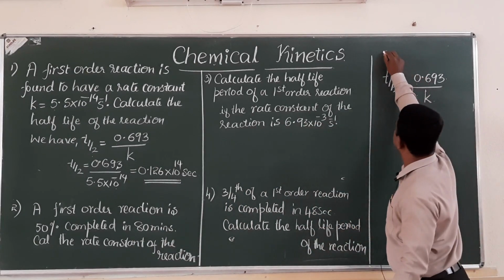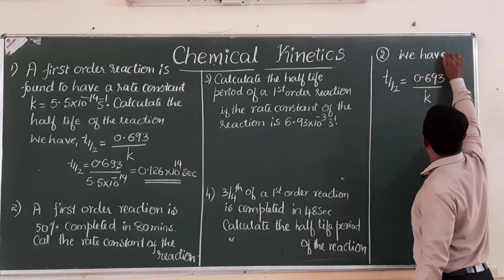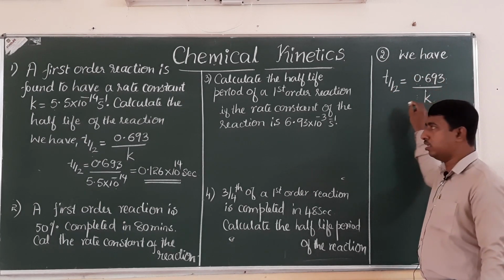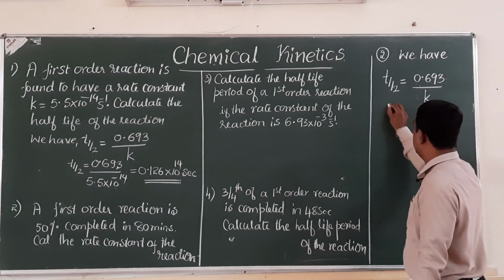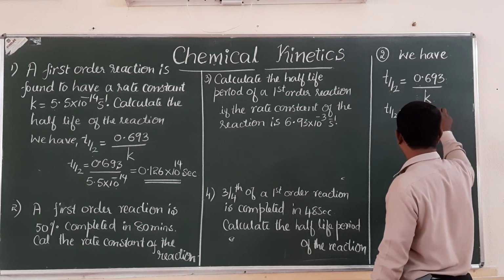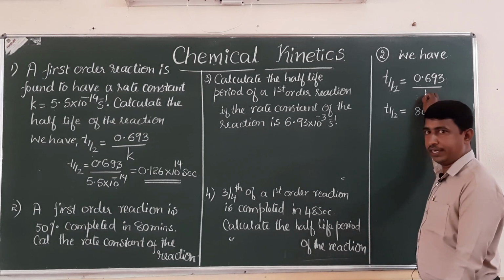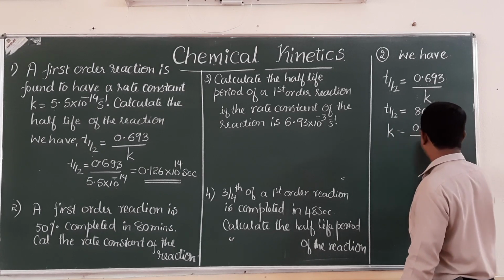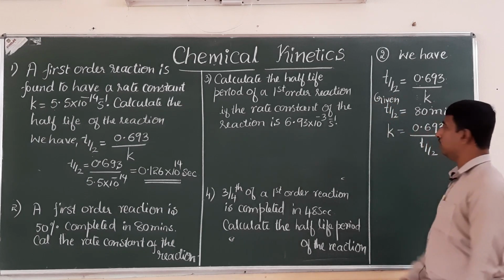See, we have question number 2. T half is equal to 0.693 divided by K. The T half value is given, since 50% completed means the half-life period value is given. So T half is equal to 80 minutes. We want the value of K, the rate constant. So K is equal to 0.693 divided by T half, and the given T half is 80 minutes.